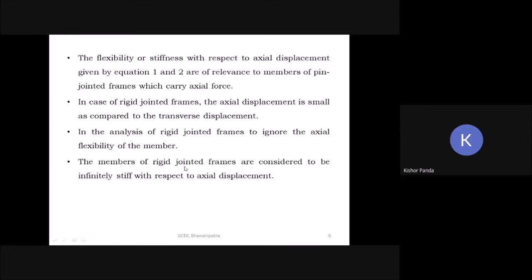The members of rigid jointed frames are considered to be infinitely stiff with respect to axial displacement. That's why you neglect the axial displacement in the case of a rigid jointed frame. You only consider the transverse displacement and the rotational displacement.